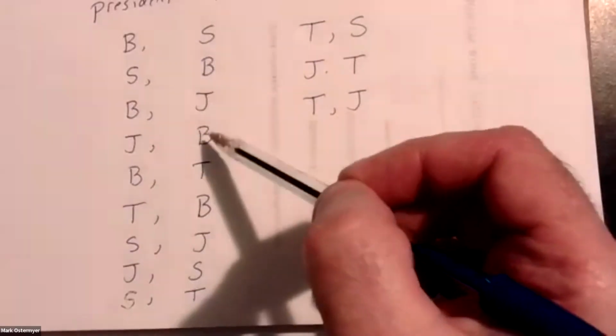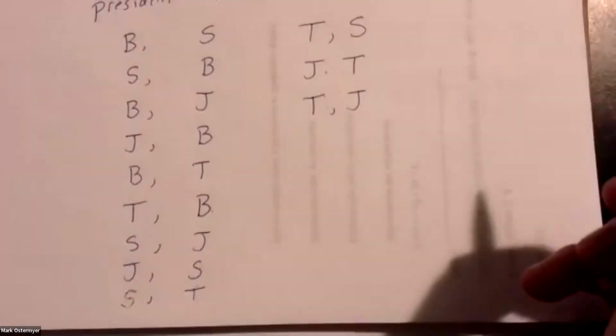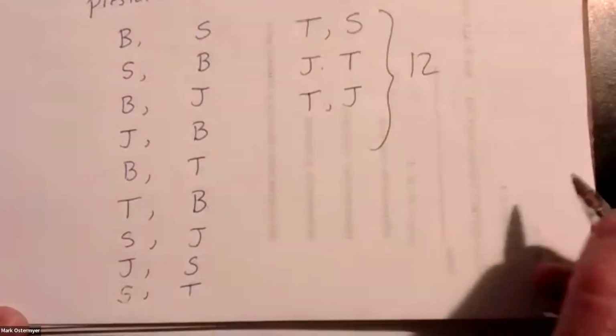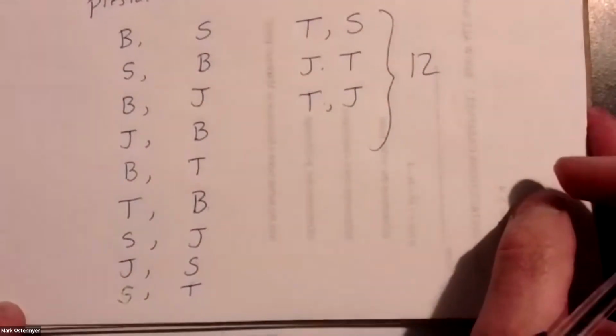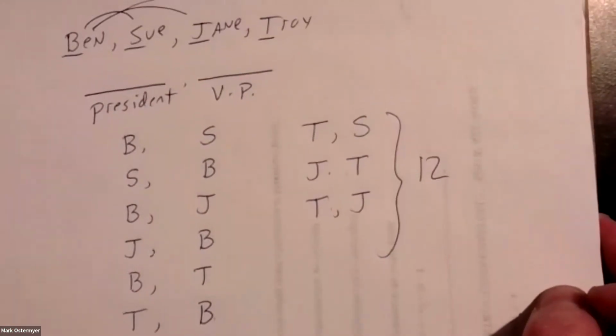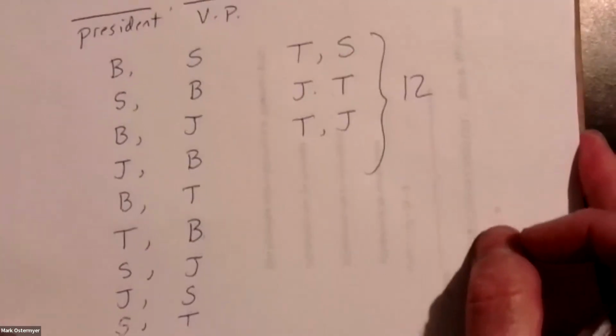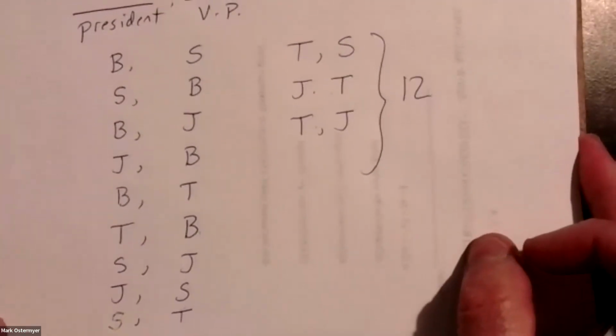How many different possibilities is this here? 1, 2, 3, 4, 5, 6, 7, 8, 9, 10, 11, 12. There are 12 possible political committees that I could form, where one is president and the other one is vice president. 12 different possible committees. Now, how do we get that number 12?